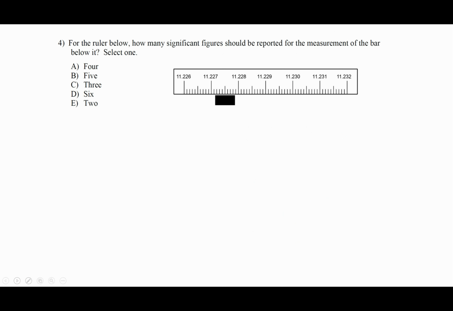So for the ruler below, how many significant figures should be reported for the measurement of the bar below? Well, let's measure the bar below. Let's take this distance and minus that distance. So we have something that's 11.227, and I'll call the next number 7, 8, 9. And then we'll do the left side, which will be 11.227, and that'll be, I don't know, 13. So that's 6, that's 7.000. So that's 2 sig figs. The answer is 2.